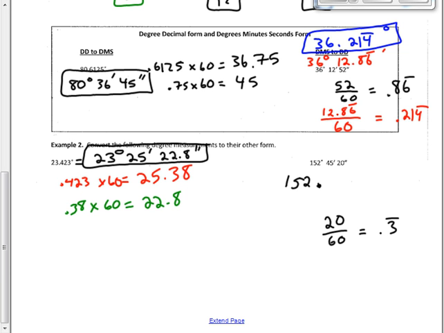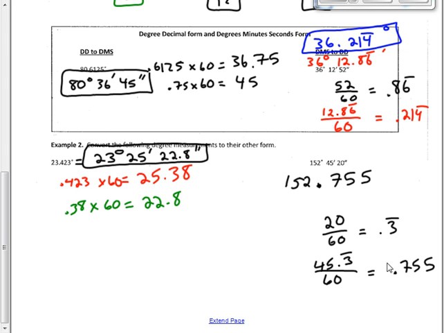And that 0.3 repeated gets added onto the minutes that I have. So now I have 45.3 repeated minutes that I'm going to divide by 60. And 45.3 repeated divided by 60 gives us a little bit more than a fourth. So we get 0.755. And that's going to be as far as we want to go.